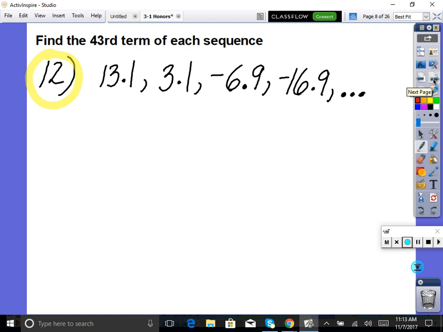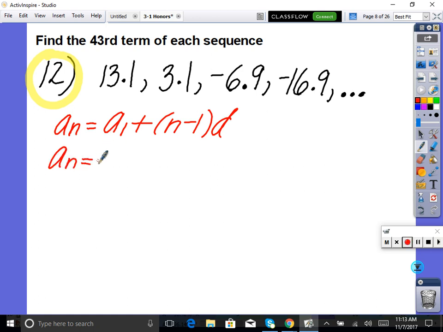Let's do another one. Number 12, it says find the 43rd term. Once again, I really highly recommend writing out just a general formula, just in case in the future I say, give me an explicit formula. You'll have had practice doing that, not just plugging things into it. So we would say, let's write a general formula, a sub n. So a sub 1 plus n minus 1 times the common difference. What is a sub 1? 13.1 plus n minus 1 times the common difference.